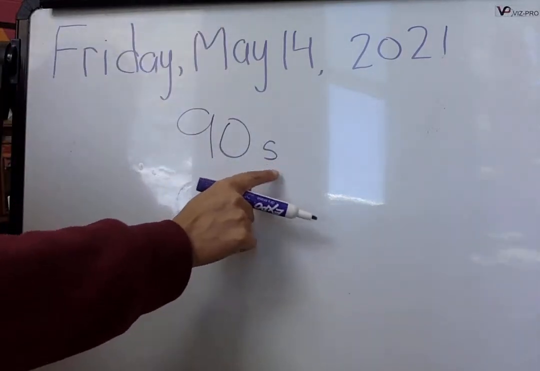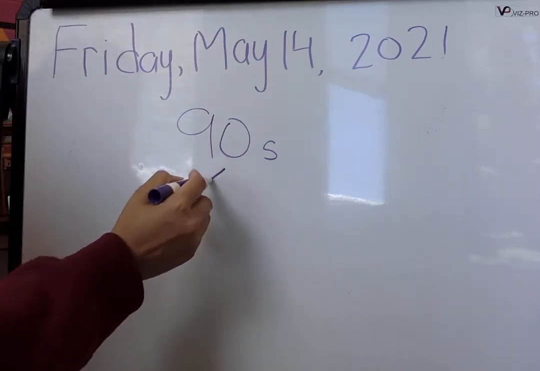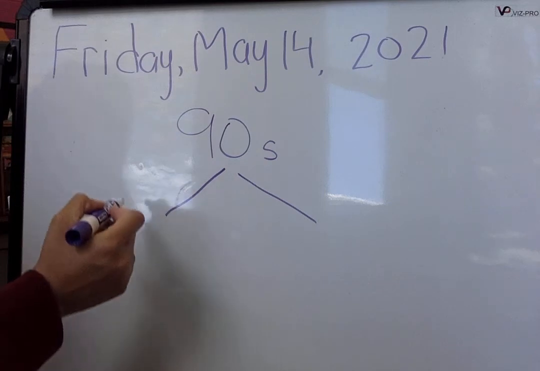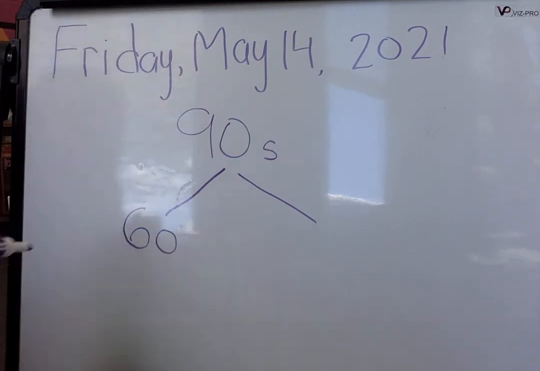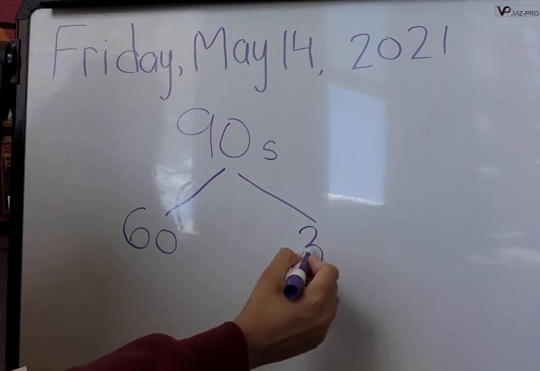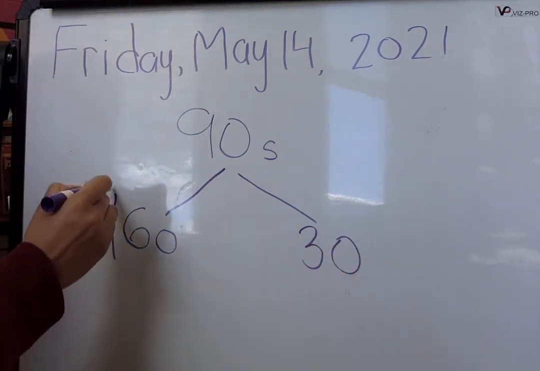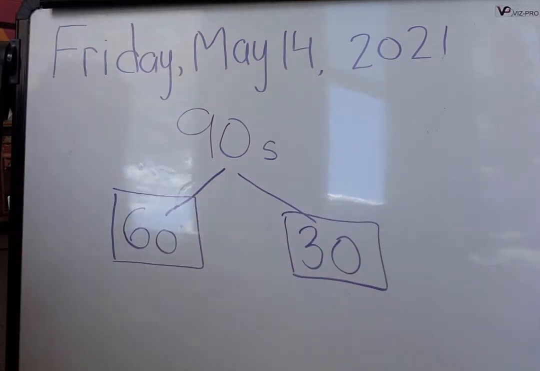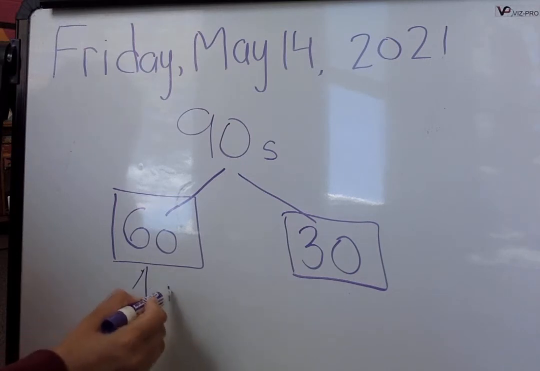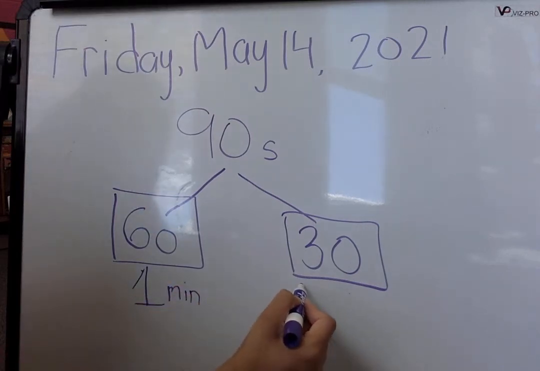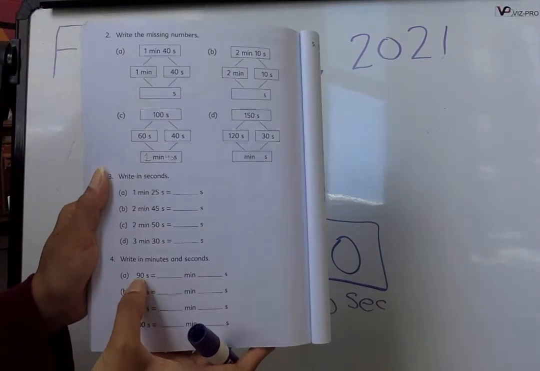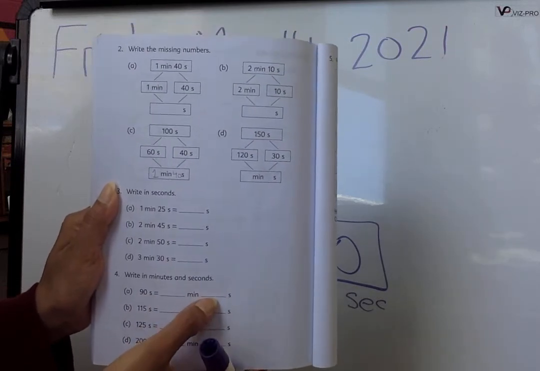So we have 90 seconds. So what would we do? In my 90, how many 60s are in a 90? In my 90, there is only one 60, right? So 90 is made up of 60 and 30, right? How many minutes are 60 seconds? 60 seconds means 1 whole minute, right? So 1 minute and 30 seconds. That is our answer for 4A. We have 1 minute and 30 seconds.